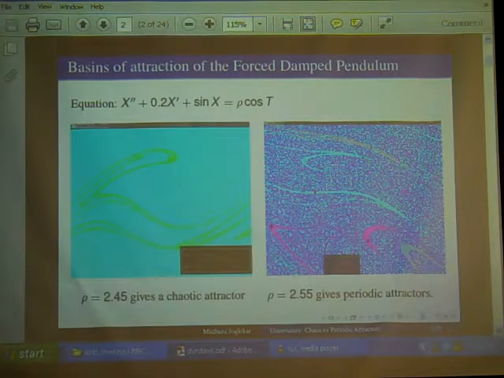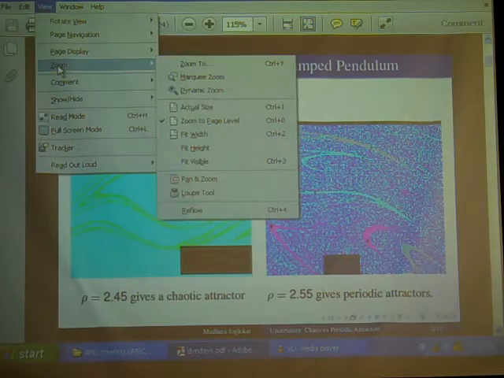Put it on view and then full screen mode.